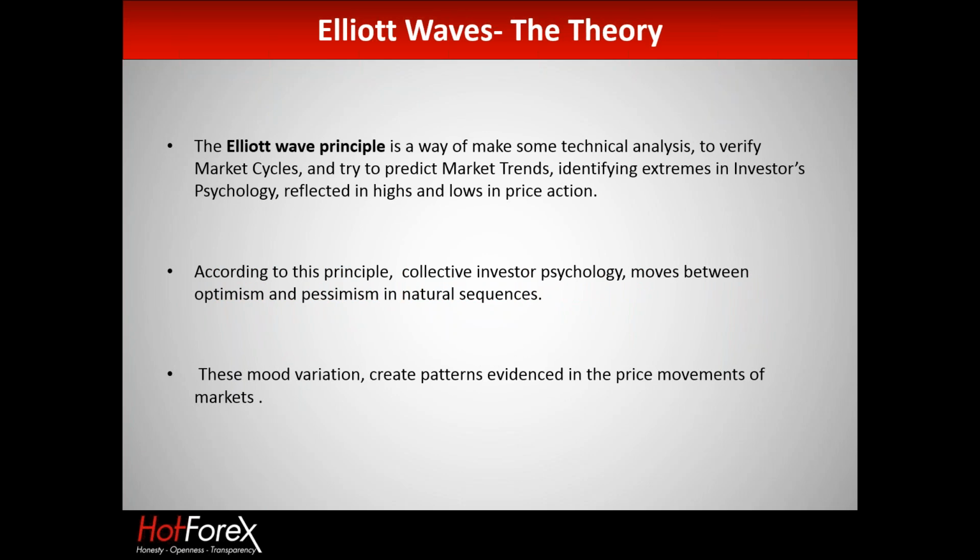The Elliott Wave Principle is a way of doing technical analysis to verify market cycles and try to predict market trends. It identifies extremes in the investors' psychology reflected in their behavior, and as a consequence is also reflected in the highs and the lows in the price action. It's all about collective and mass psychology, guys, okay? According to this principle, collective investor psychology moves between optimism and pessimism in natural sequences. This mood variation can create some patterns evidenced in the price movements of the market, okay?